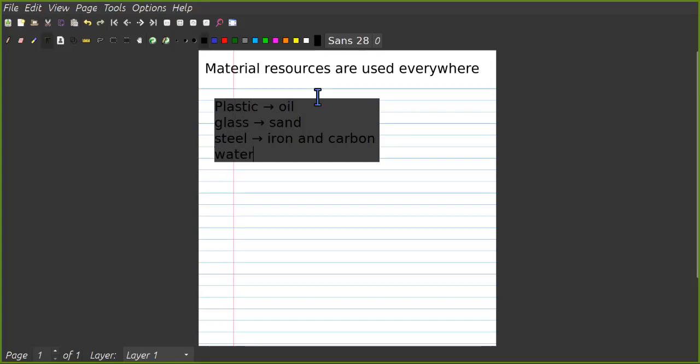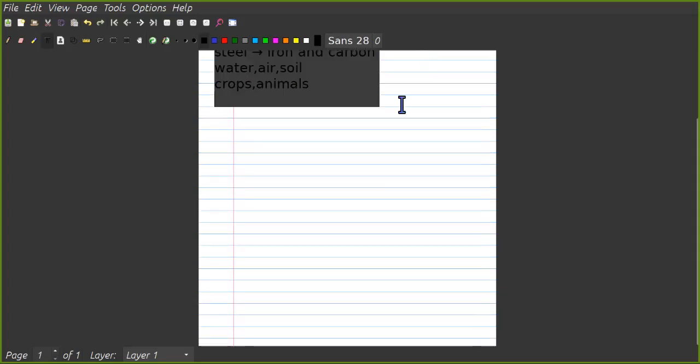We have water, air, soil. We have the crops, animals, and all of that. Okay, and we have also energy resources.